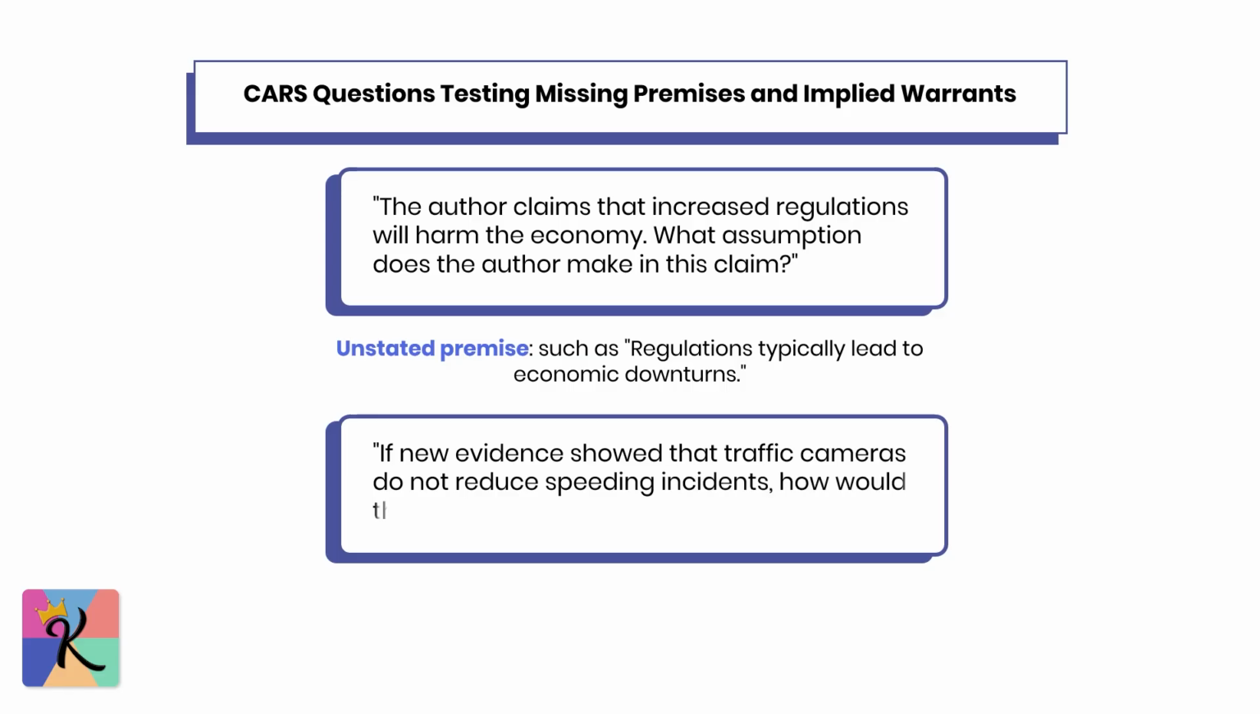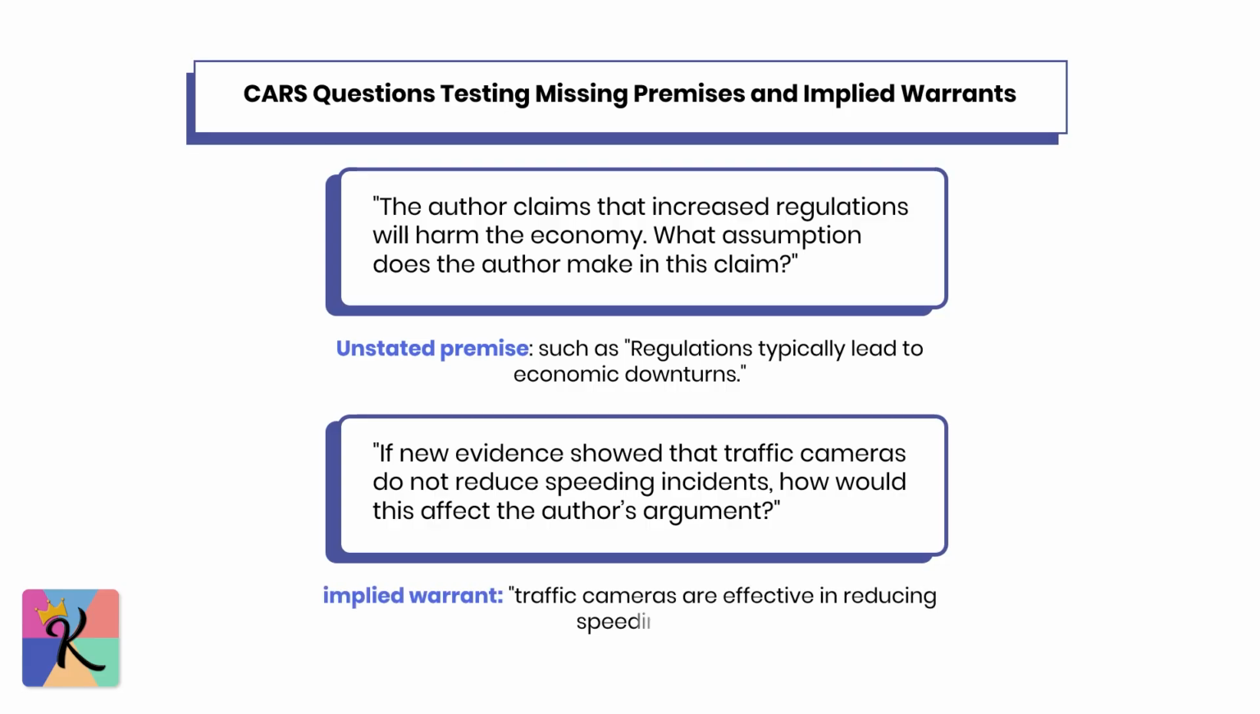Question example 2. If new evidence showed that traffic cameras do not reduce speeding incidents, how would this affect the author's argument? In this case, the question is challenging the implied warrant that traffic cameras are effective in reducing speeding.